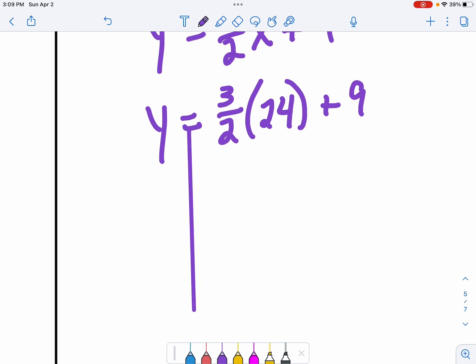Do you know what 3/2 times 24 is? Okay, do the math. 36. $36. Plus, just so you know, 9.